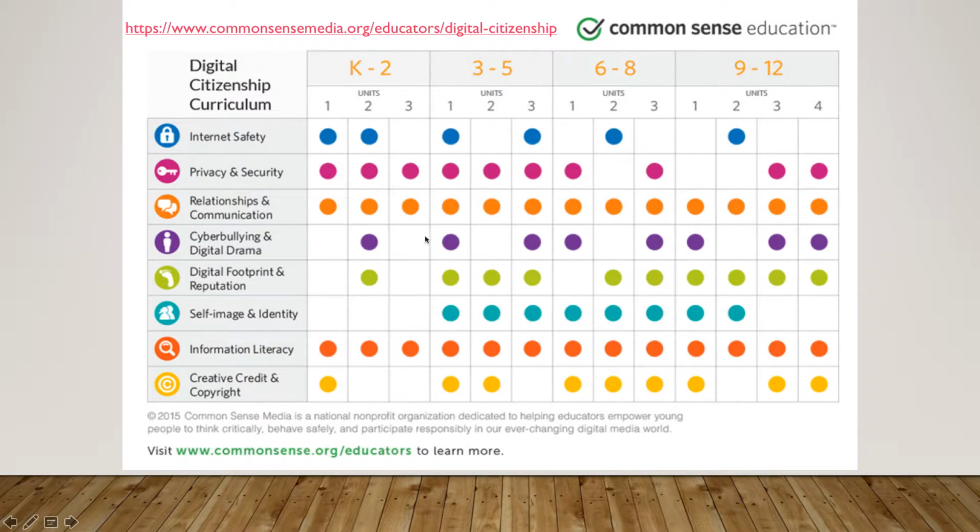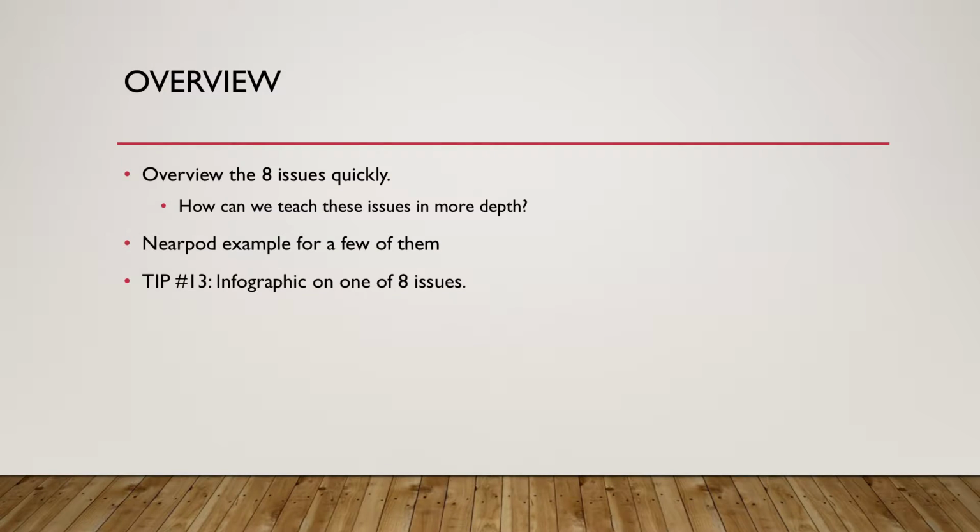So they have different units, and they make sure that in every grade level they're covering each one, except for obviously K through 2, they're not really covering self-image and identity yet, because most children at that age don't have that strong of a digital presence or experimenting with themselves. That's not developmentally appropriate.